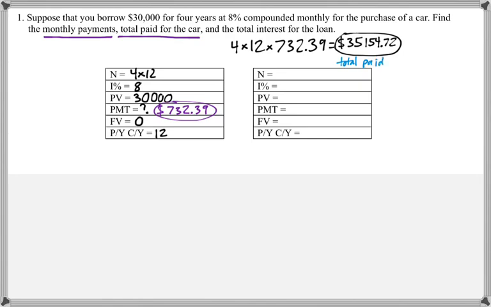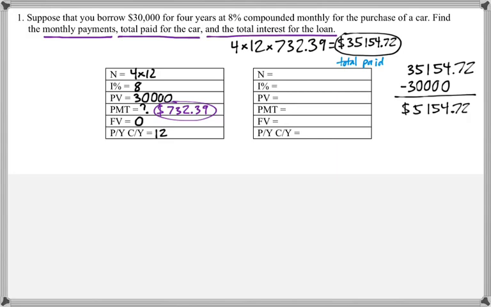The final thing that they're looking for is the total interest of the loan. And to find that, we need to take the total paid and subtract the original amount of the loan. So the original amount that we borrowed was $30,000. So if we subtract that, we get $5,154.72, and that is the total amount of interest.